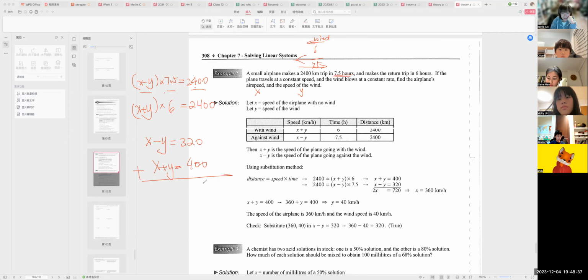You can just simply add them together. x plus x equals 2x, negative y plus y equals no y, and 2x equals 720, so x equals 360, and y equals 40. How do I get y equals 40? Because 360 minus y equals 320, so y equals 40. And you can check: 360 plus y equals 400, so y equals 40. I double-checked both equations, they're both right, so we're good.